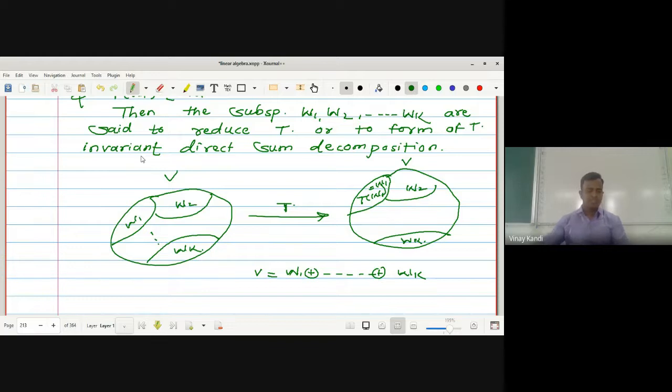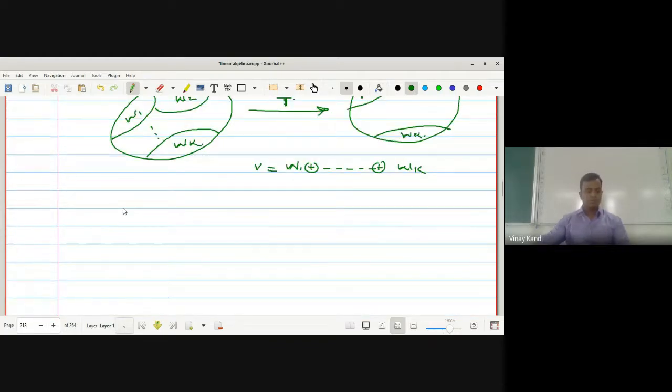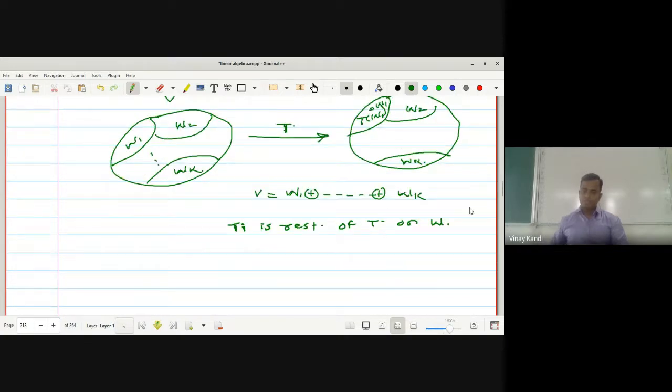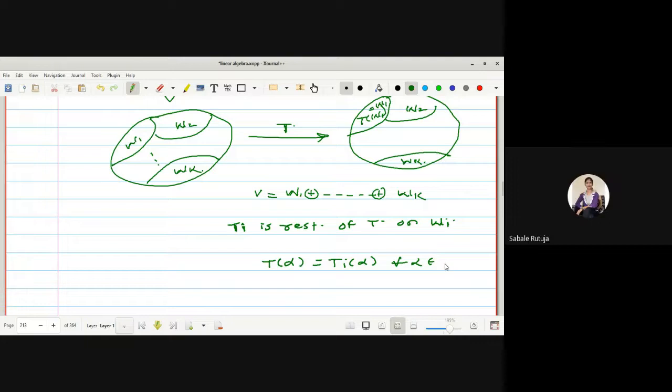Furthermore, if Ti is the restriction of T on Wi, what we get? Okay, Ti is the restriction of T on Wi. That is, T of alpha is equal to Ti of alpha for all alpha belongs to Wi.